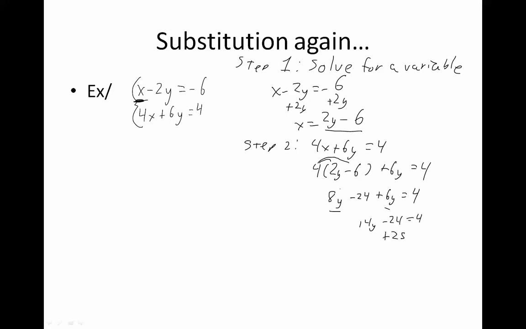I'm going to add 24 to both sides. And when I do that, I get 14y equals 28. And then I'm going to divide both sides by 14 and get y equals 2. Which is great. We are halfway done with our problem. We have the y value. We now need to find the x value.